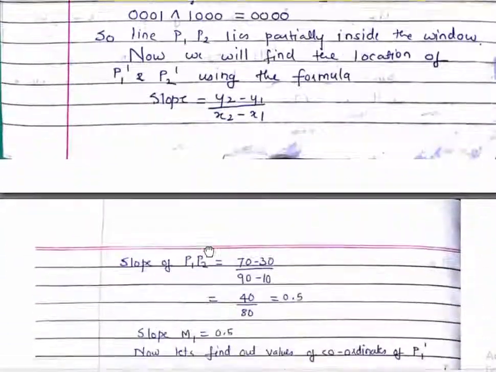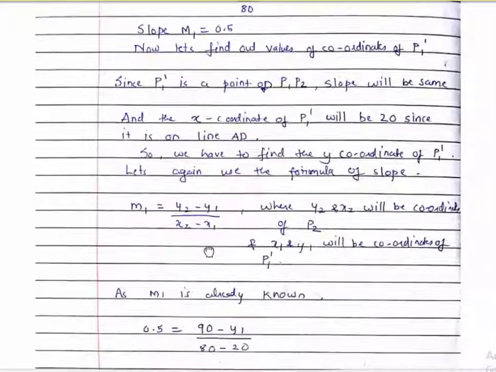How are we going to do it? Let's see. We have to find the y coordinate of P1 dash. Let's again use the formula of slope. We know the slope already, that is m1. So again we do y2 minus y1 upon x2 minus x1.